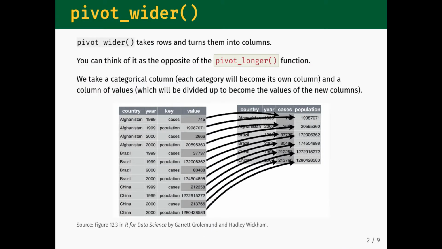We don't often need to make data wider, but it does happen sometimes, and so it's useful to know about the pivot wider function. This takes a long data frame with lots of rows and reshapes it into a wider data frame with lots of columns. Essentially, this is the opposite of the pivot longer function.